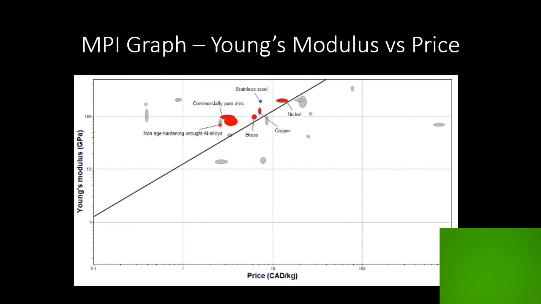In this slide, we are looking at an MPI graph comparing Young's modulus against price. For a mass-produced part, minimizing price is an important consideration. As such, price was given the relatively high weight factor of 0.3. The cheapest materials in consideration are aluminum and zinc.